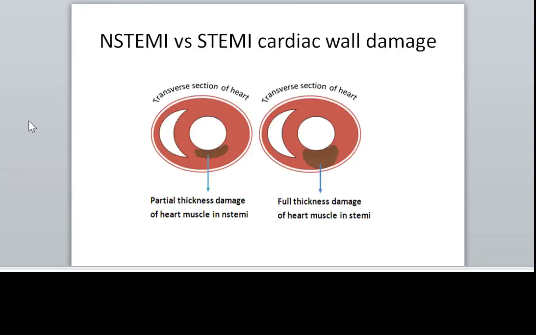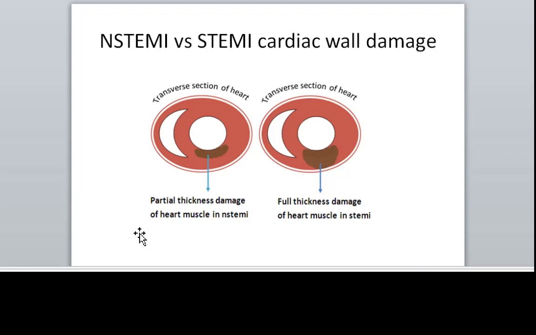I don't think this author does a very good job of explaining heart attacks, so I'm going to spend a few slides to talk more to you about the differences in STEMI and non-STEMI cardiac wall damage and the way those are coded. Here on the left, this is a partial thickness. This dark area right here is the partial thickness of the heart wall that you're seeing.